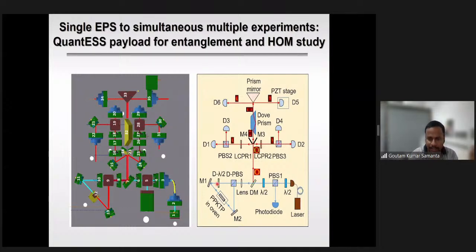So we take this into the static interferometer, which I explained already, and then the dichroic mirror, and then it is divided into 2 sections where we have 2 experiments, and then there is another experiment. In total we will be doing 3 experiments onboard simultaneously.